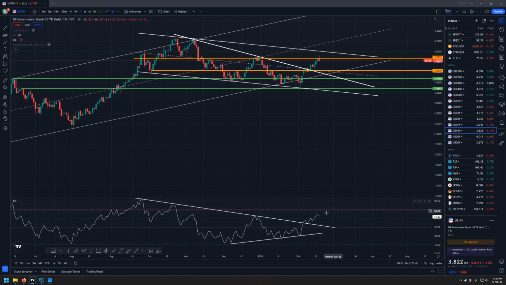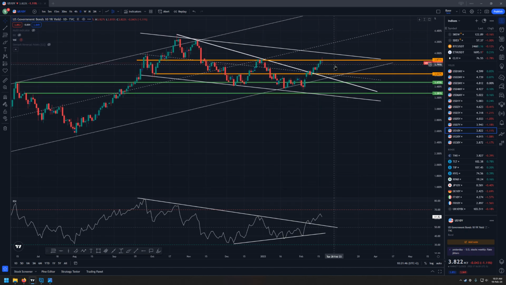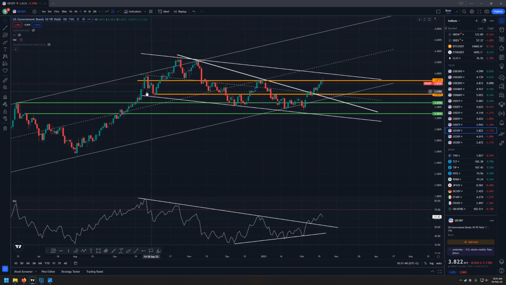So US 10-year and yields in general broke out, but they got rejected at 3.8, actually 3.9, and we closed below this resistance level.